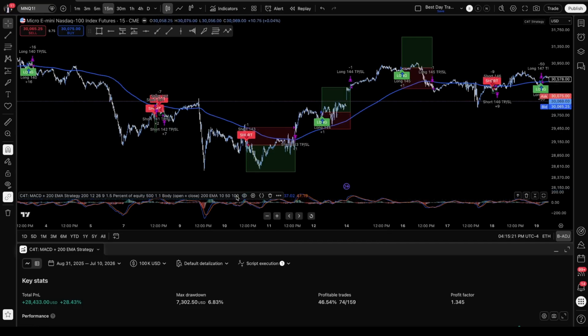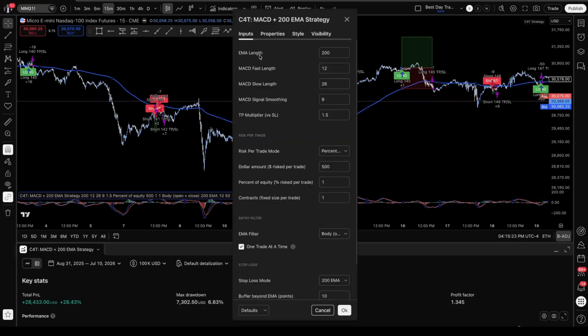To get back into the strategy itself, here you can change the length of the moving average. I put 200 because that's the point of the strategy. This is the specific strategy that the MACD uses. This is the multiplier for the TP. For this strategy it is 1.5, but you can change it however you would want.